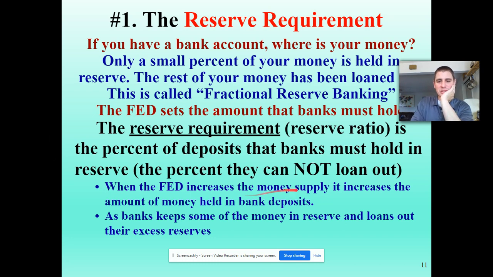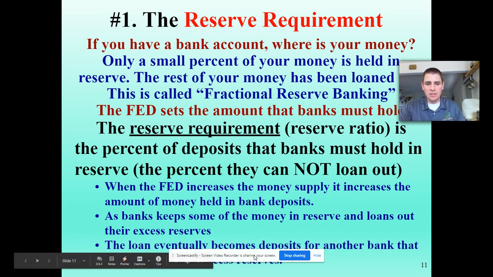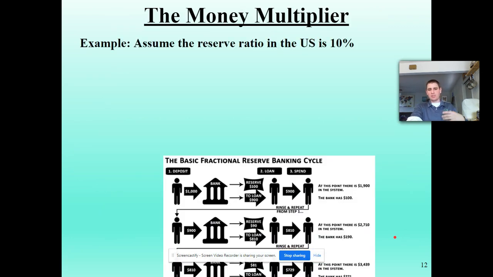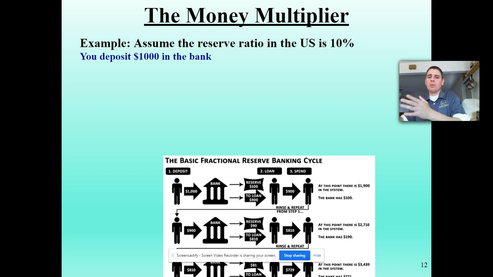So when the Fed increases the money supply, it increases the amount of money held in bank deposits. That is to say, when the Federal Reserve increases the money supply, it increases the amount of money held in bank deposits, as banks keep some of the money in reserve and loan out their excess reserves. The loan eventually becomes deposits for another bank, which they will then eventually loan out. So again, we know this from the money multiplier. And remember the equation for the money multiplier, right? 1 over the reserve requirement. That's how much the money is going to get multiplied within the economy.